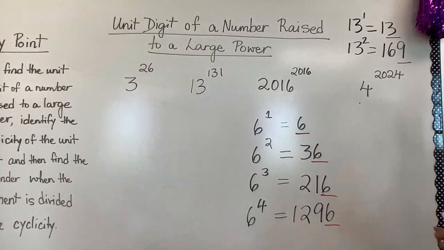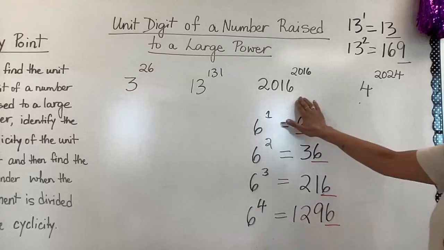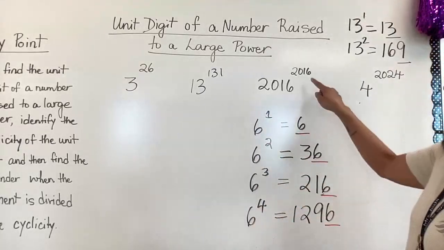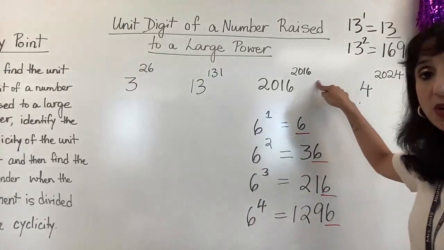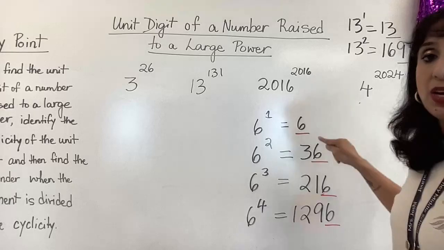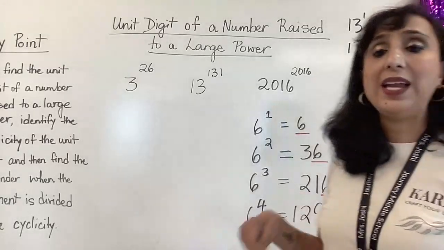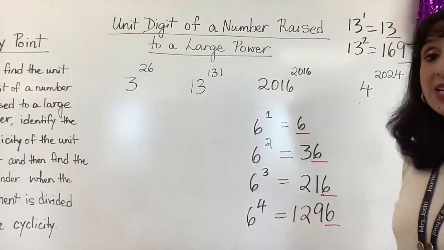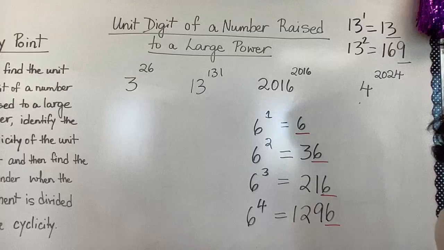So in this case, if I have 2016 with a power of 2016, guess what? It doesn't matter, because this always ends in a 6. So the units digit would be 6. That's as simple as that.